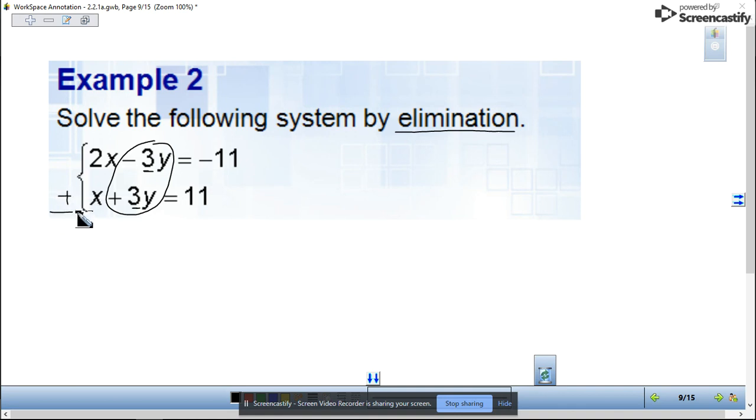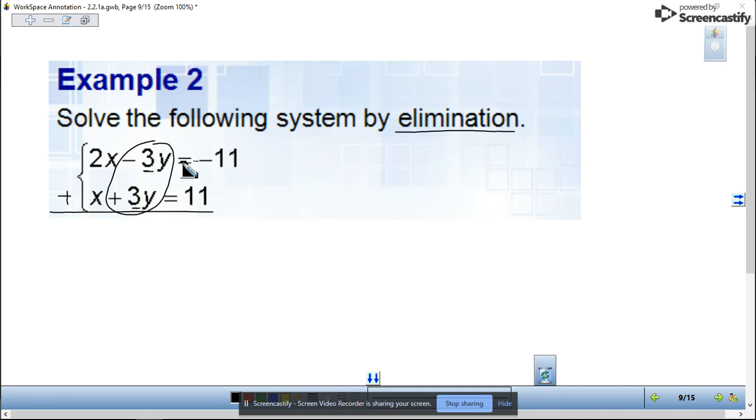So that's what we're going to do. We're going to add these two equations together, straight up and down. Okay, we're going to add 2x and x, negative 3y and 3y, and negative 11 and 11. Okay, and since these things are equal, left and right side, we're not changing the value, right? We're just doing the same thing on both sides.